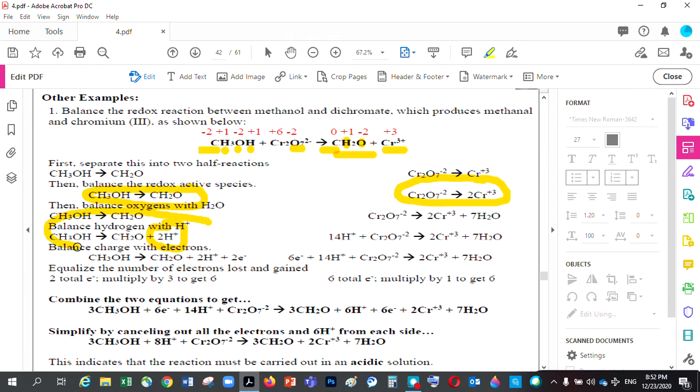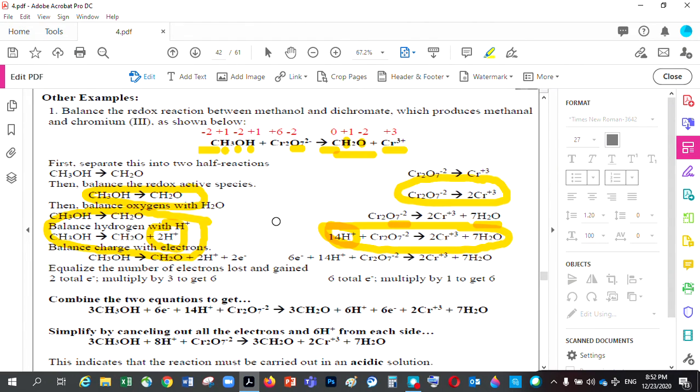So we are balancing the hydrogen here. In the other one, we have 7 oxygen in dichromate, so we have to add 7 H2O to balance the oxygen. By doing this, I have produced protons: 7 multiplied by 2 is 14, so I have to add 14 H+ on the other side. Now we are dealing with two equations: a reduction, and this is the oxidation.